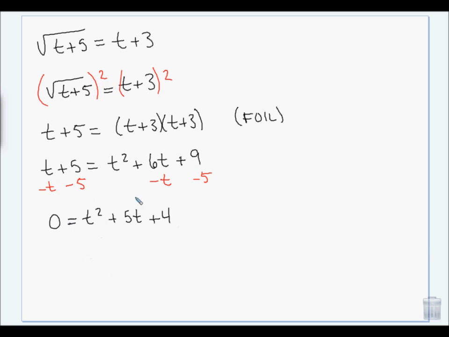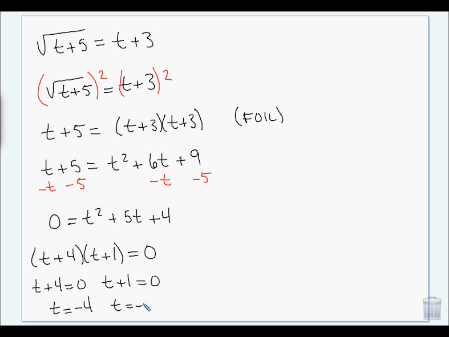And now I need to factor this. So I have factors of 4 that will add up to 5. It's 4 and 1, right? So factors of 4 that add up to 5 are 4 and 1. So I have t plus 4 equals 0 and t plus 1 equals 0. So t equals negative 4 and t equals negative 1. And now I need to check them.